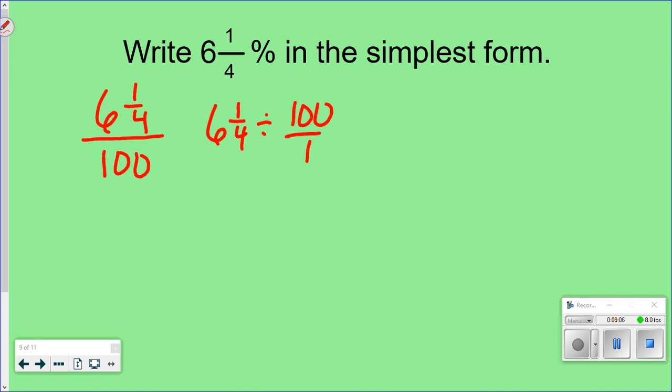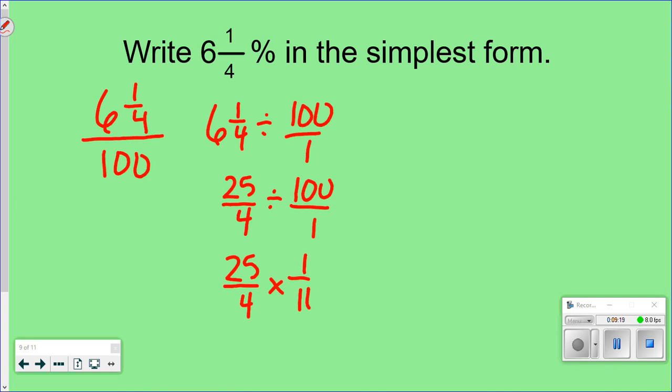Okay? And then in that step, I'm also going to change it to an improper fraction. And to do that again, let me just remind you, 4 times 6 is 24, plus 1 is 25 over 4, divided by 100 over 1. And you could do 25 over 4 times 1 over 100. Now there's a lot of reducing you can do here. 25 and 100. Let's see, 25 goes into it once, goes in 4 times. Multiply across. This answer is 1/16.